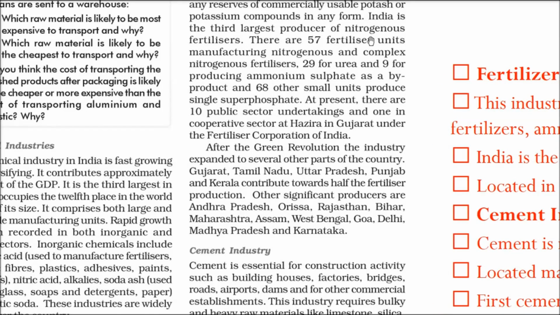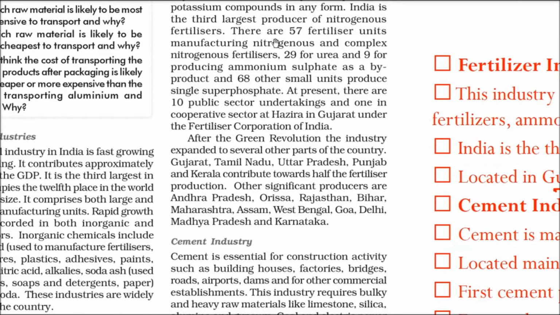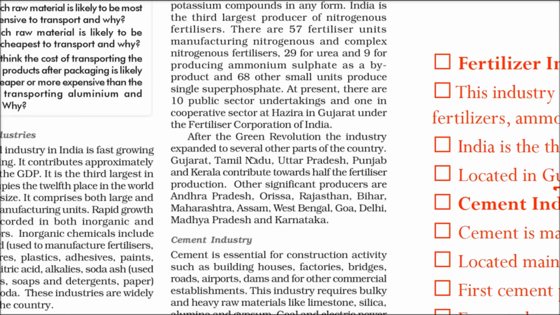And we are the 3rd largest producer of nitrogenous fertilizers. There are 57 fertilizer units which are producing nitrogenous and complex, that is NPK, fertilizers: 29 for urea, 9 for ammonium phosphate as a byproduct. In some industries, ammonium phosphate is not the main product which we want, it is a byproduct. So this is also being used, and we have 68 other very small units to produce single superphosphate.